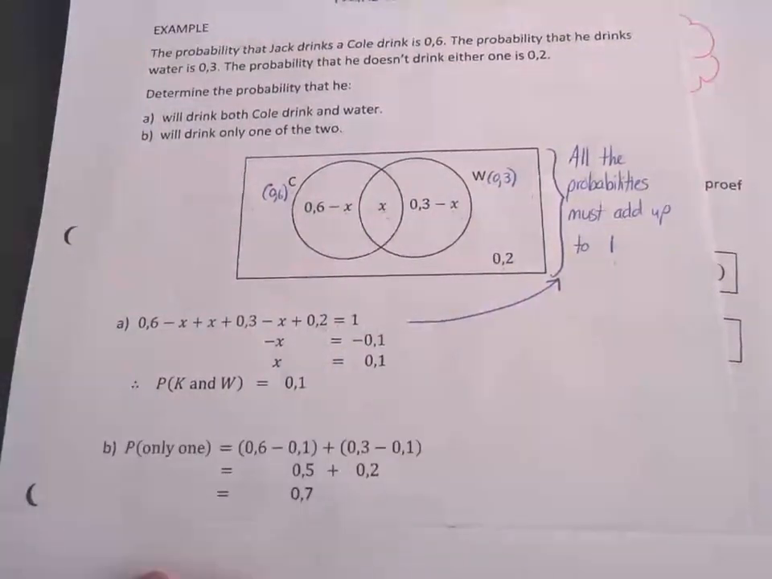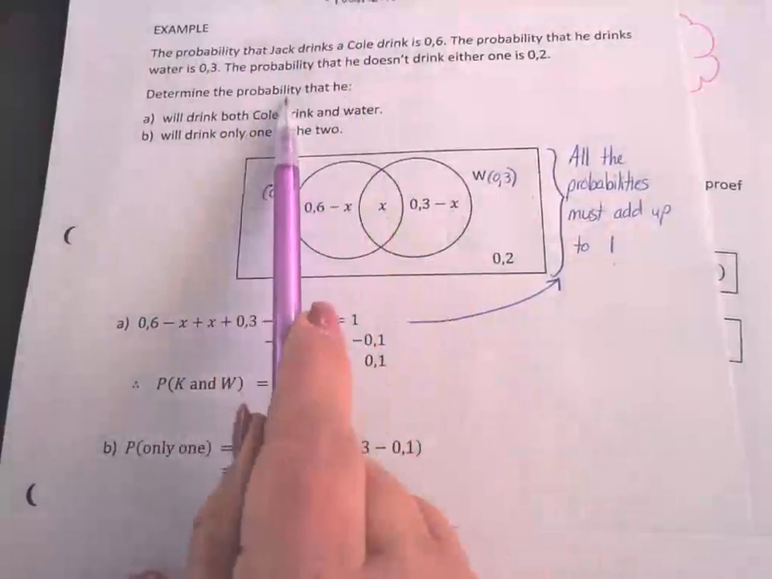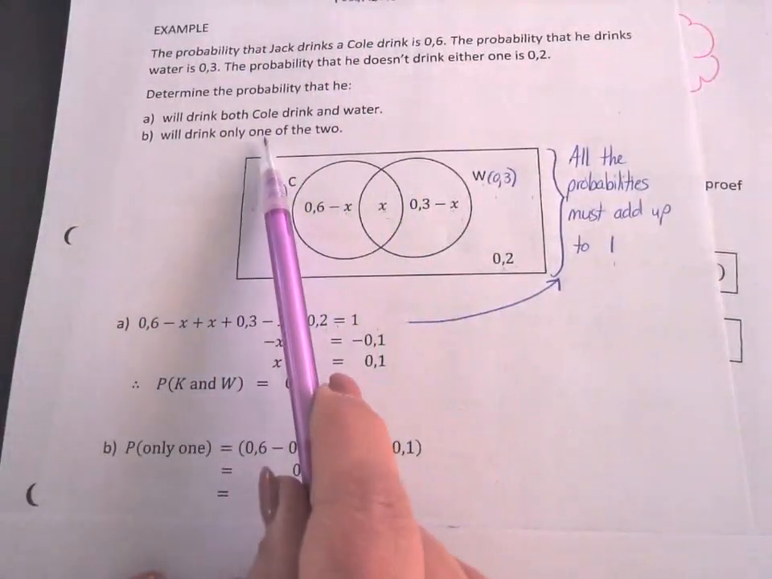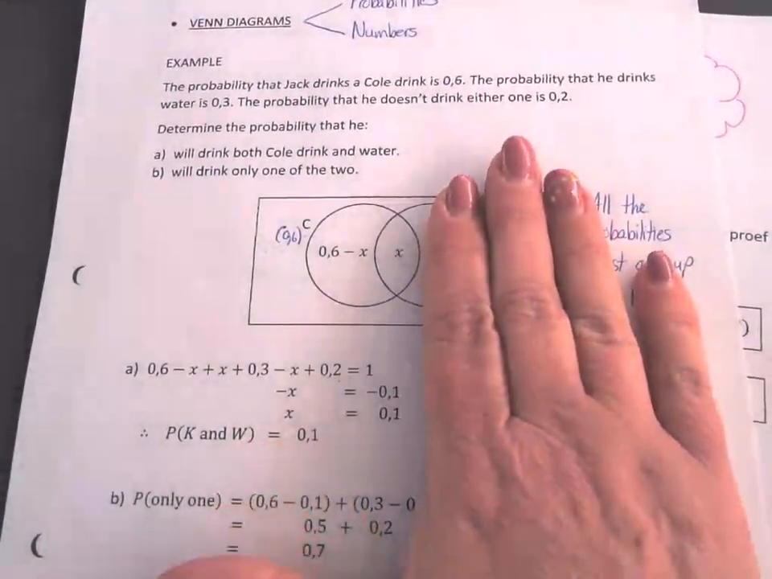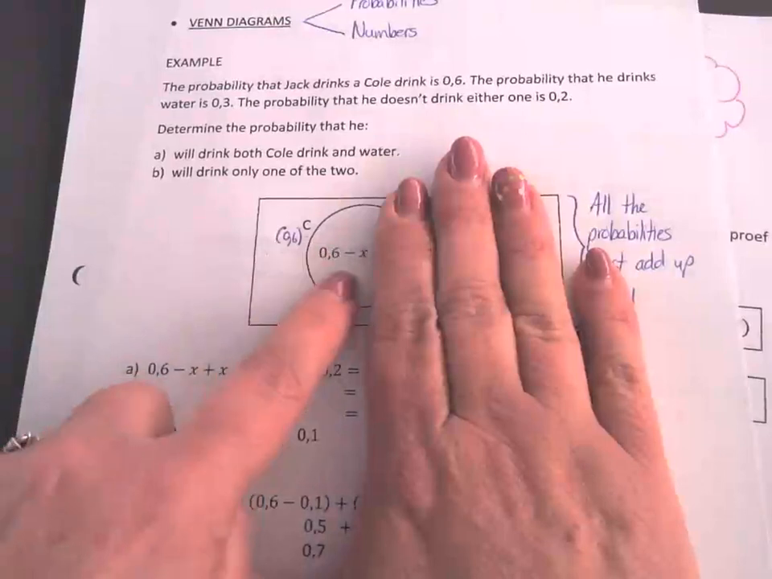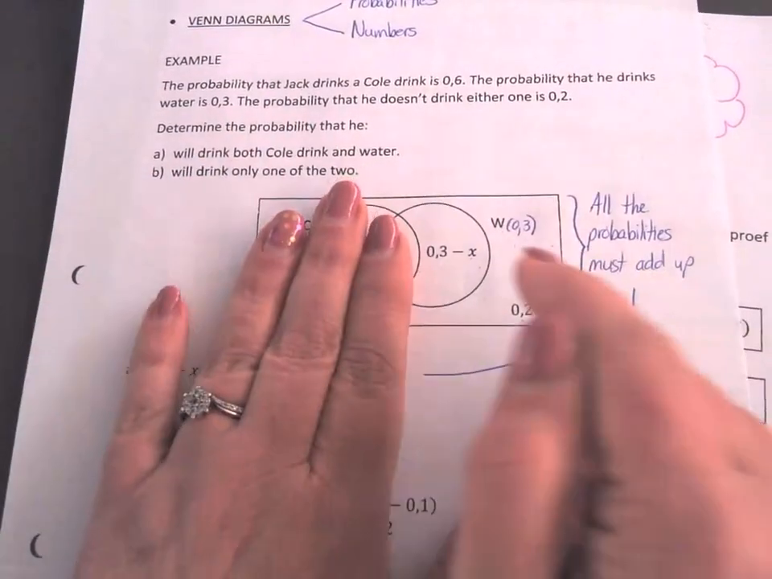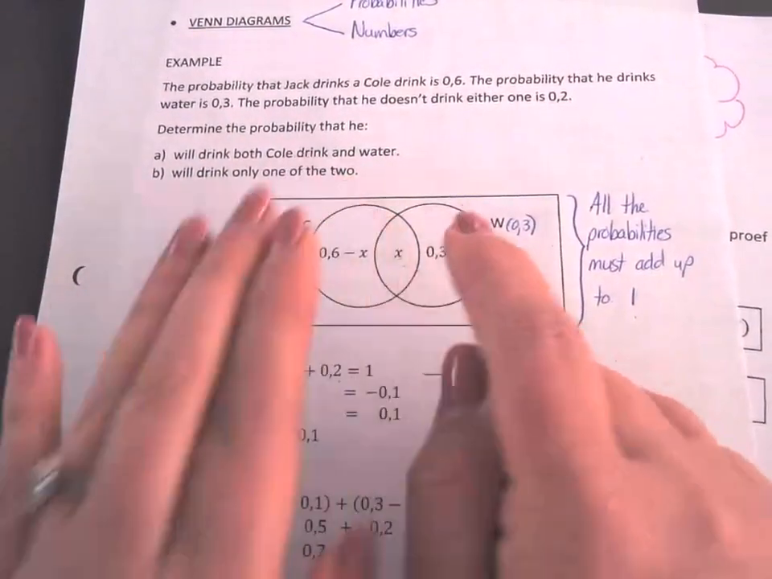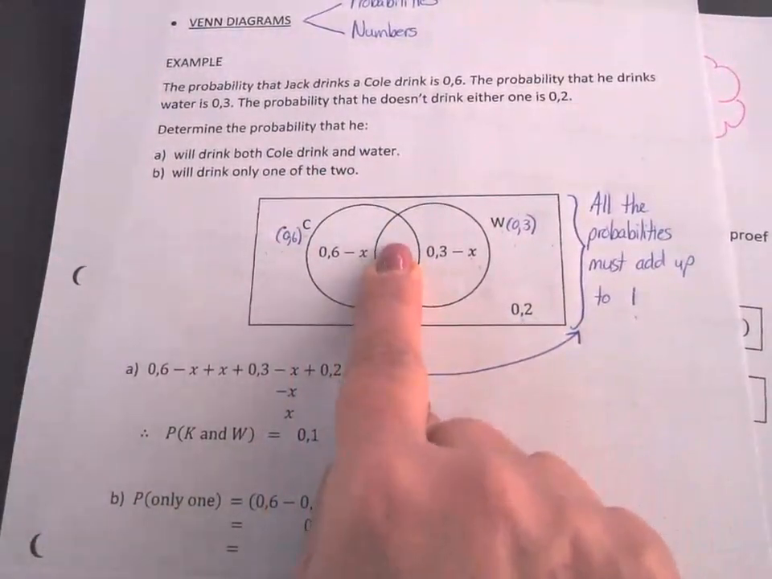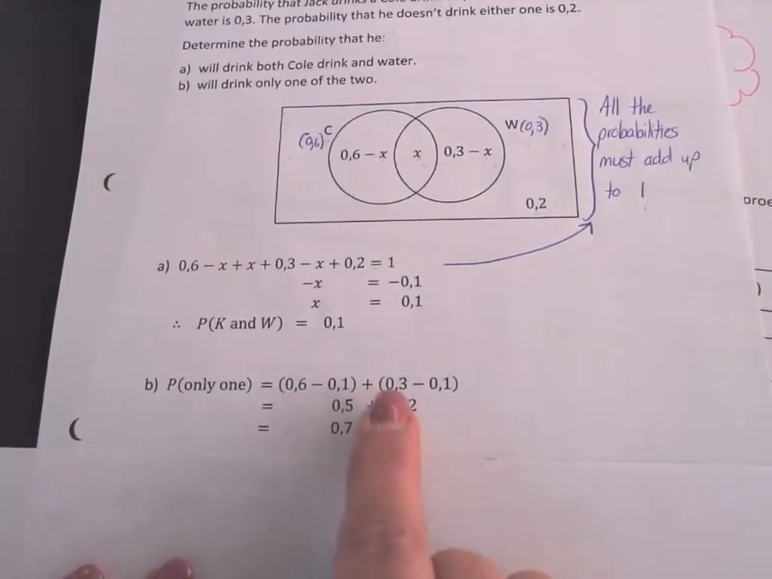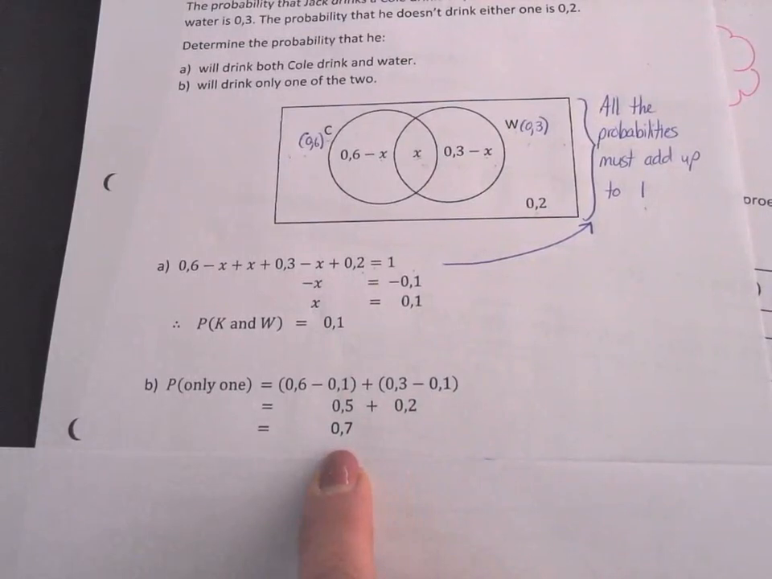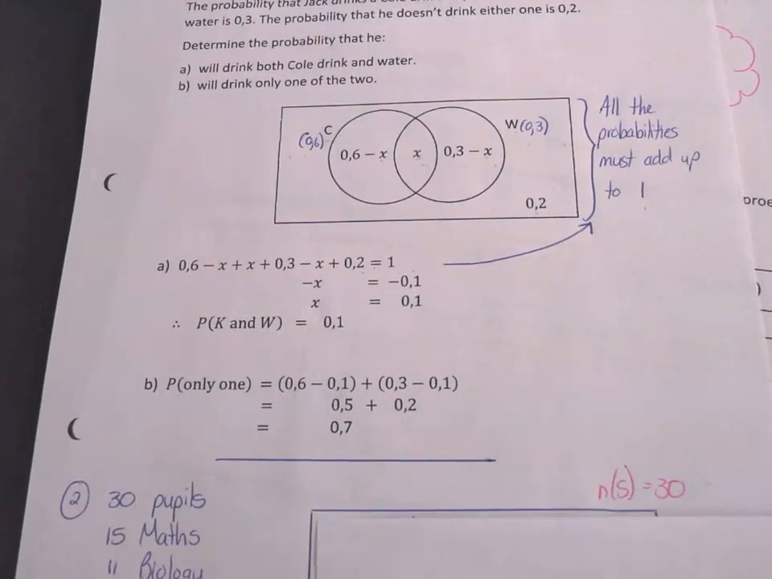Now they ask, what is the probability that he will drink only one of the two? So it's that part or that part. Only one means he doesn't drink both, so we exclude the middle. It's either that or that. So the probability of drinking only one thing is 0.7. Do you all follow?